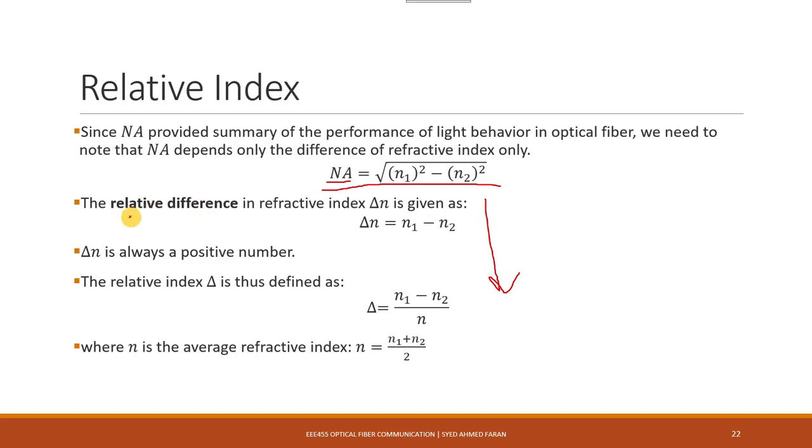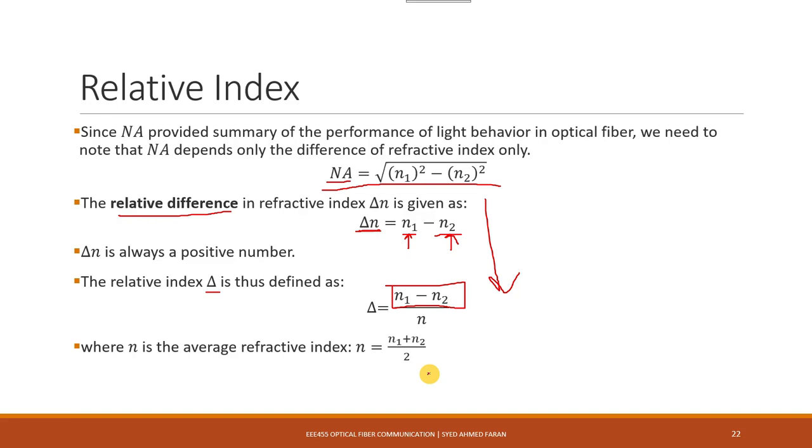The first value that I'm putting out is the relative difference in the refractive index. If you take the difference of the two refractive indices, I am calling this the relative difference, delta n. This will always be a positive number, because you notice that n1 is always greater than n2. So this is the value that I am calling the relative difference. Similarly, I have defined another term, delta, which is the relative index. Why is it called the relative index? Because it is first taking the difference between the two indices.